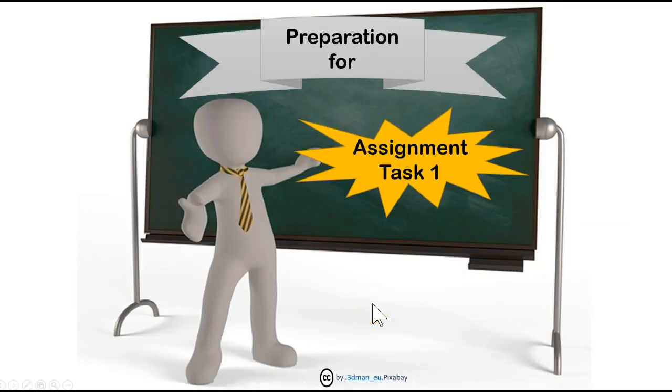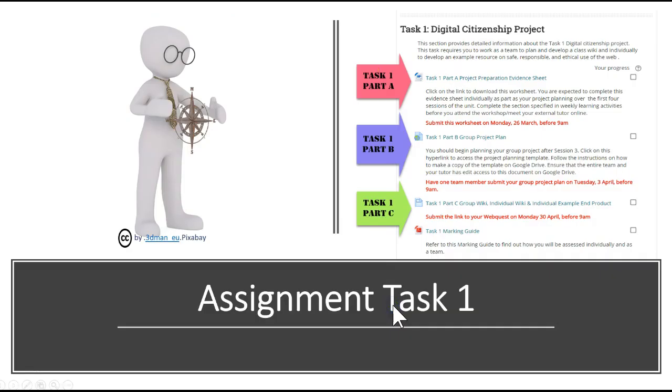Now, we've come to the conclusion of task 3B. Next up, we're going to look at the assignment. Now, that is your first big assignment. If you go to the LMS and you look at Task 1 Digital Citizen Project, you will find that this task is set out in 3 stages or 3 parts.